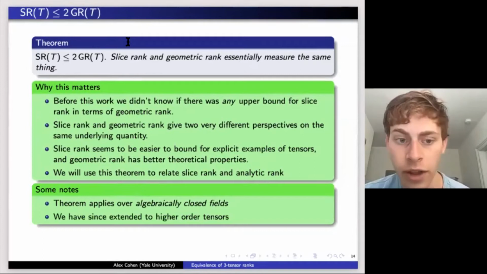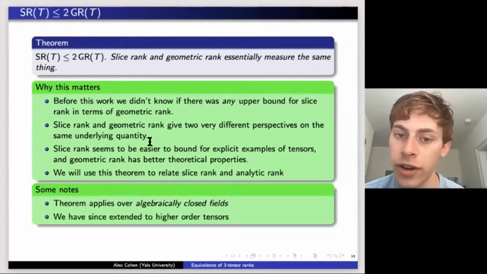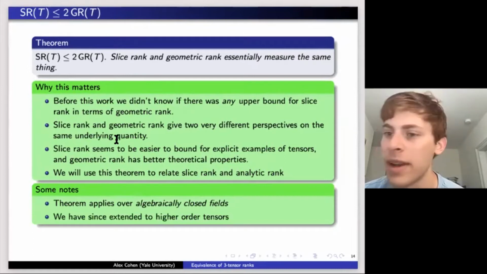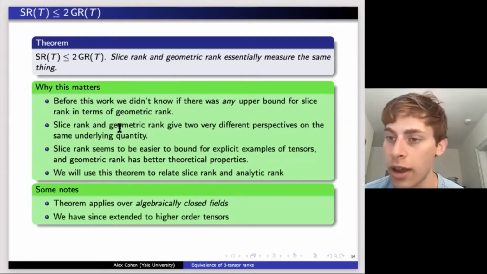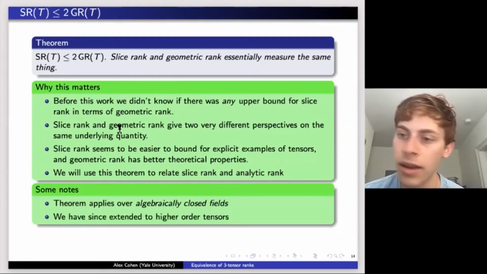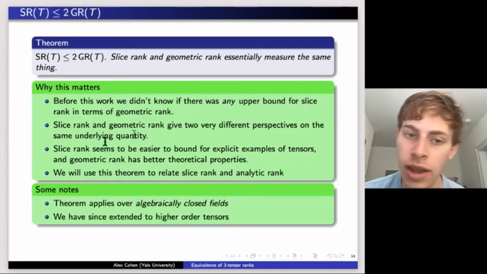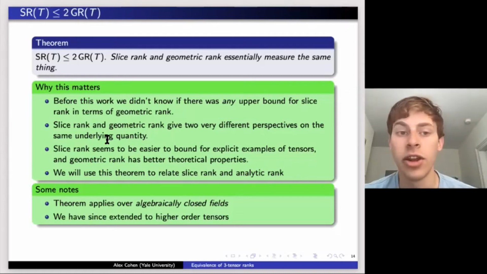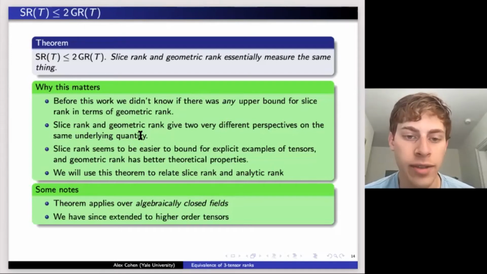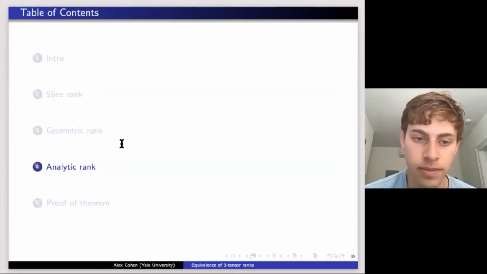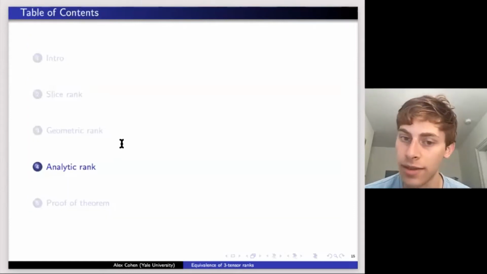Also, another note, we have since extended this to higher order tensors. Slice rank applies to higher order tensors, but it's not the right generalization in this context. The right generalization is this thing called partition rank, which I'm not going to talk about in detail, but it's somehow the right analogous notion for higher order tensors, and geometric rank is linearly equivalent to partition rank for higher order tensors. The proof has the same core ideas, but it is substantially different in some key ways. Okay, so that's geometric rank.